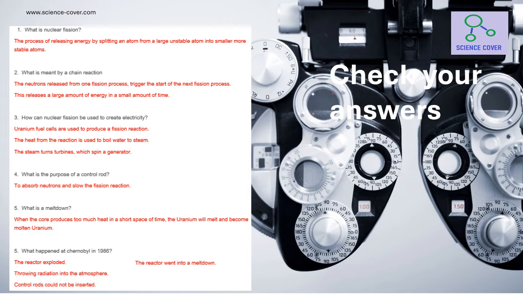What happened at Chernobyl in 1986? Well, firstly, the reactor exploded, and this threw large amounts of radiation into the atmosphere. The control rods could not be reinserted into the reactor, and this meant that the reactor went into a meltdown.